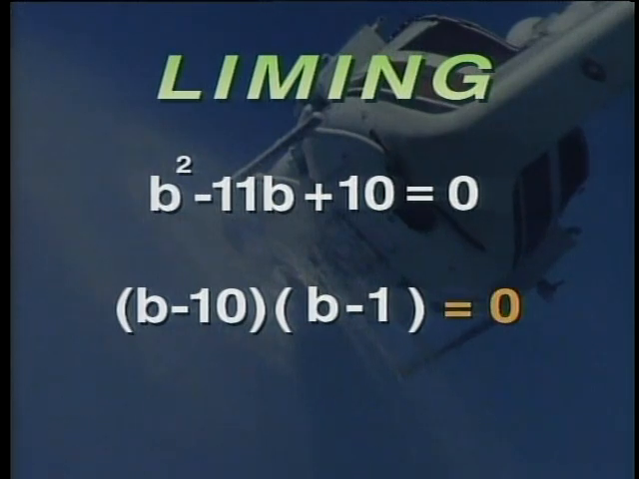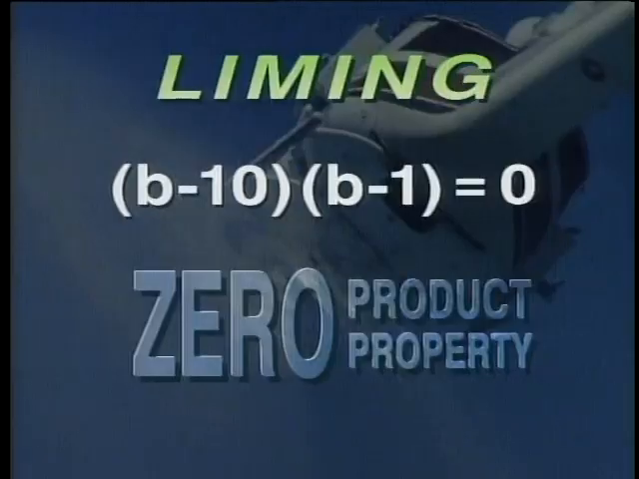It's this equals 0 that's the key to solving quadratic equations. The only way the product of two expressions can equal 0 is when at least one of the expressions equals 0. This fact is so fundamental to algebra that it has a name. It's called the zero product property. Let's see how this works.